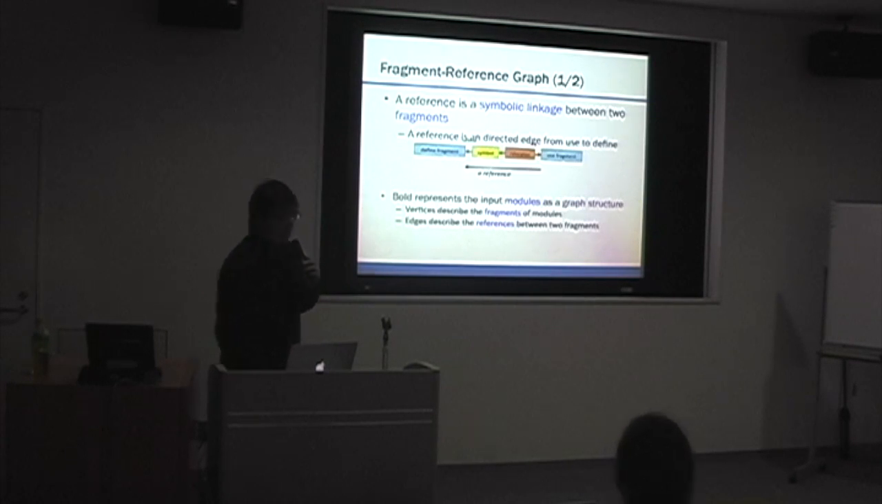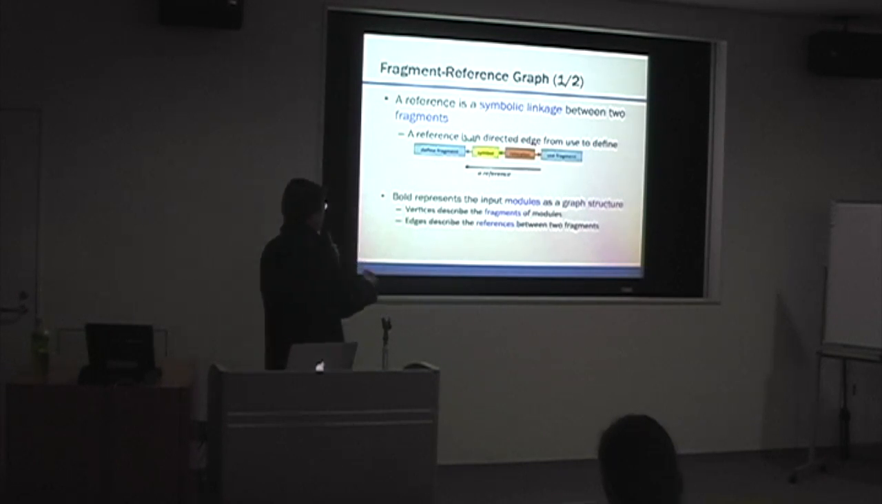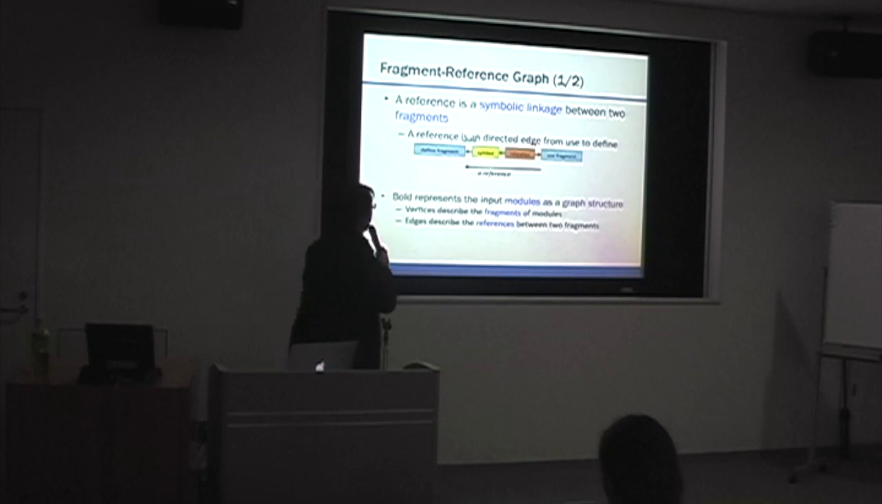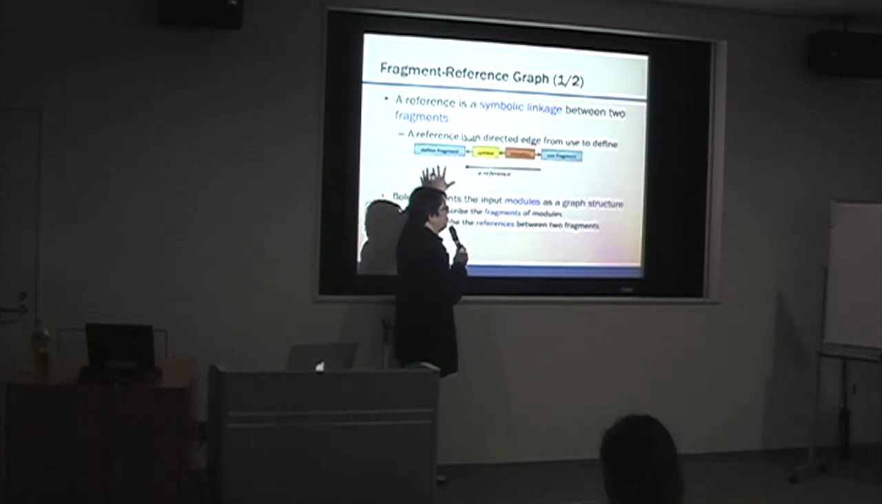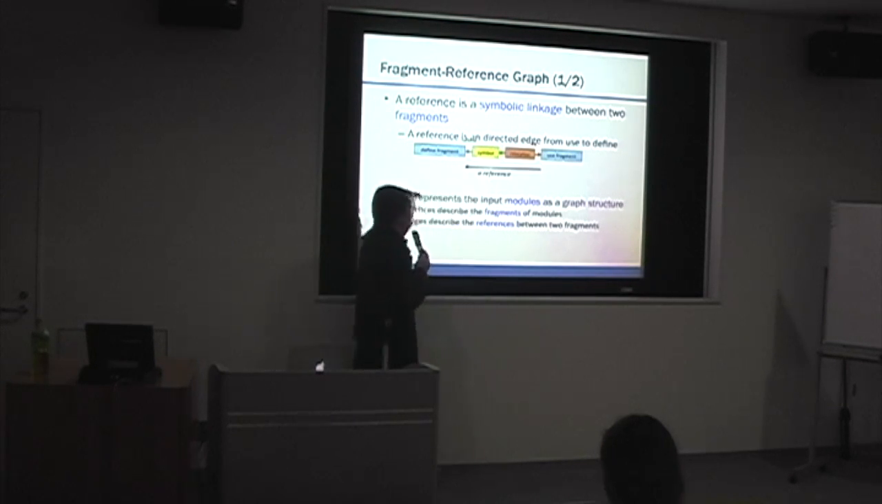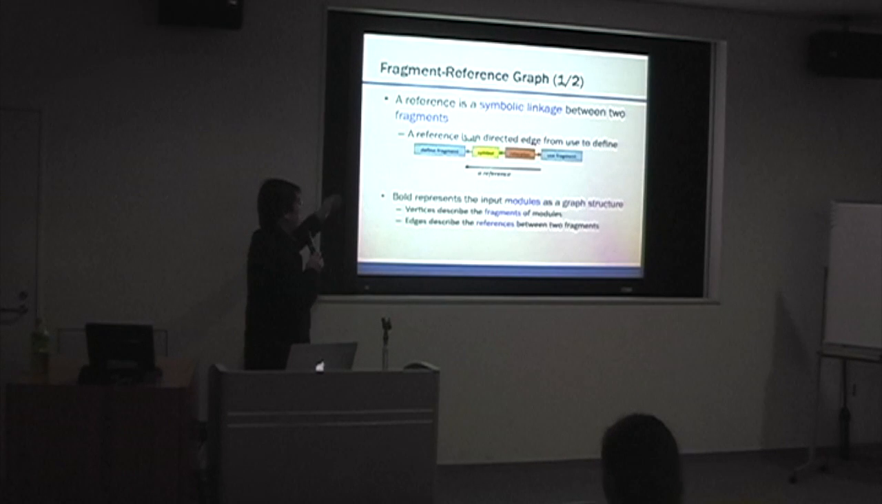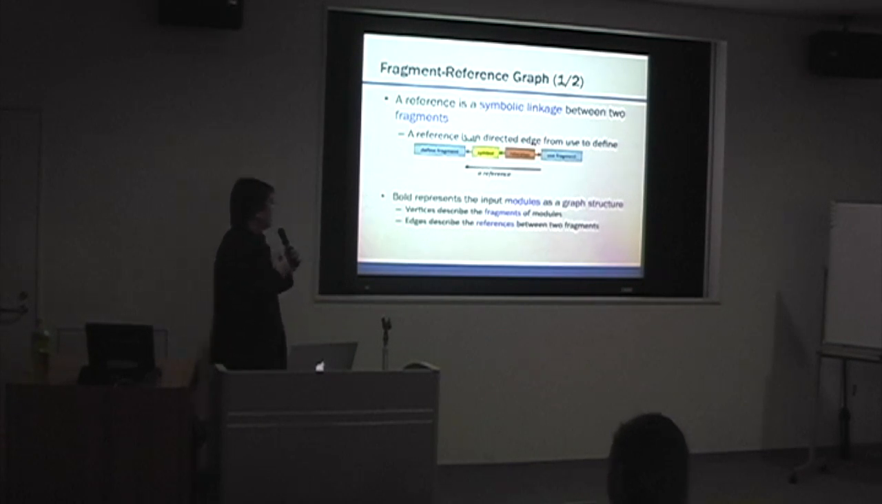Okay, so what is a reference? In Bold and in NCLink, a reference is defined as a symbolic linkage between two fragments. It is used to represent the use-define chain that is produced by the compiler. So a reference is a directed edge from a use to a define. If here is the use fragment and here is a define fragment, there must be a relocation entry between these two fragments, and we will define a reference from the use to the define. So we represent the input modules as a graph structure.